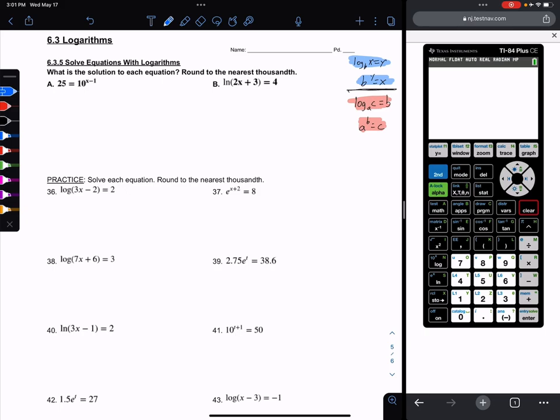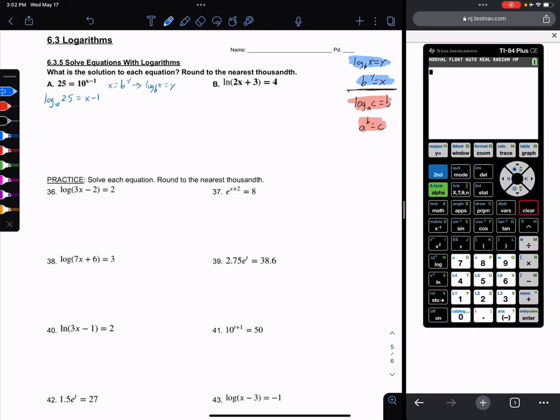So this first equation, 25 equals 10 raised to the x minus 1 power, is written as b raised to the y power being equal to x. We want to rewrite that as log base b of x equals y. So this can be rewritten as log base 10 of 25 equals x minus 1. Now, this 10 is not critical. Remember that if we don't have a base, it is assumed to be a 10. So if you don't have that 10 there, not a big deal. I'm going to leave it in for now, but it does not need to be there.